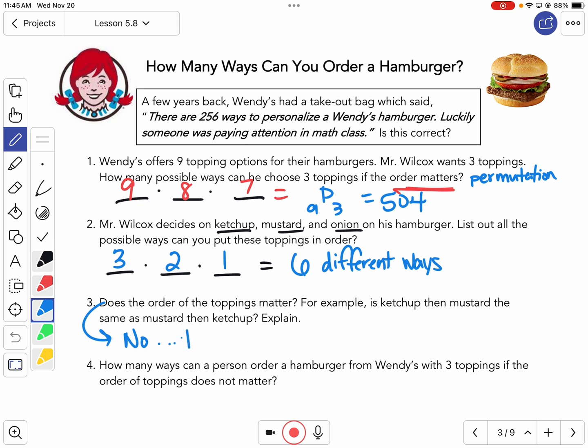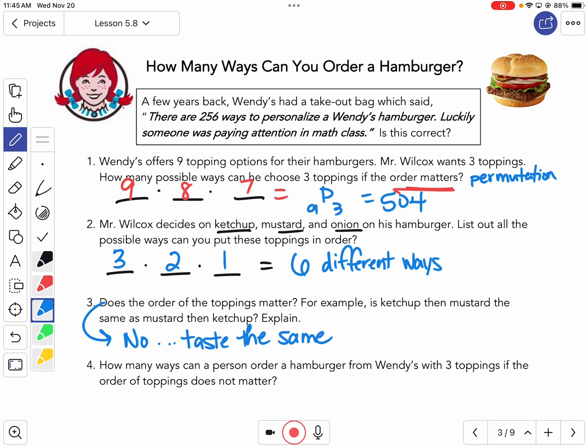Because would it still taste the same? Yeah. Okay. It would taste the same, right? It didn't matter what order I put mustard, ketchup, and onions on there. I'm going to taste mustard, ketchup, and onions. All right? That's what I'm going to taste when I do it. So, okay. Well, let's think about this.